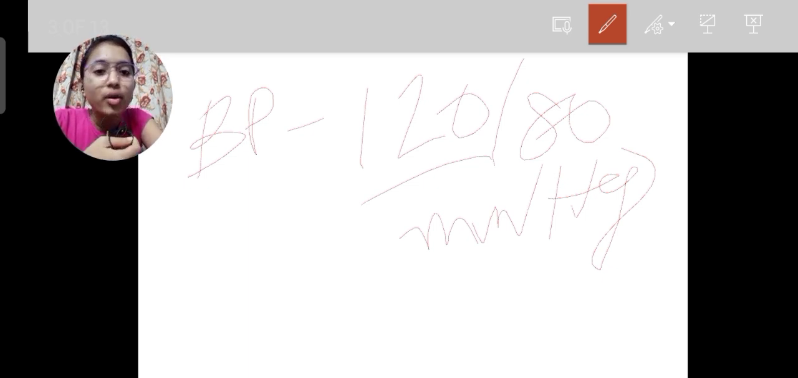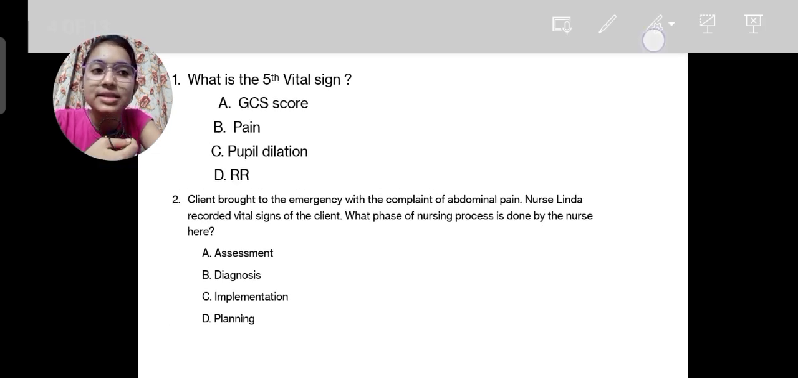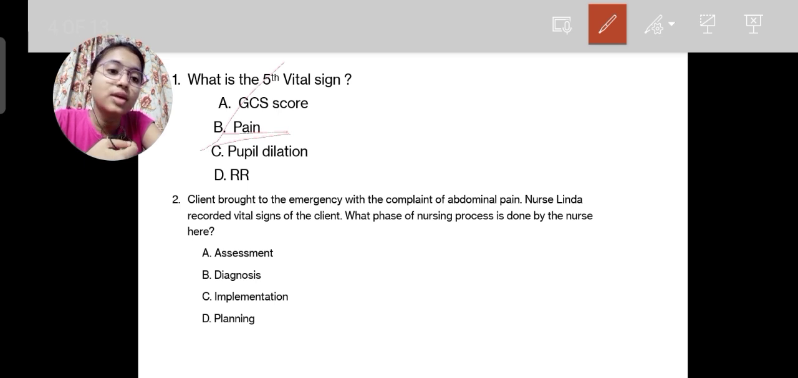Okay, now later on we will do some MCQs, and simultaneously we will do the next study. Okay, so tell me, what is the fifth vital sign? We studied this, that is pain. Now the second question: a client was brought to the emergency with a complaint of abdominal pain. The nurse Linda recorded the vital signs of the client. What phase of the nursing process is done by the nurse here?